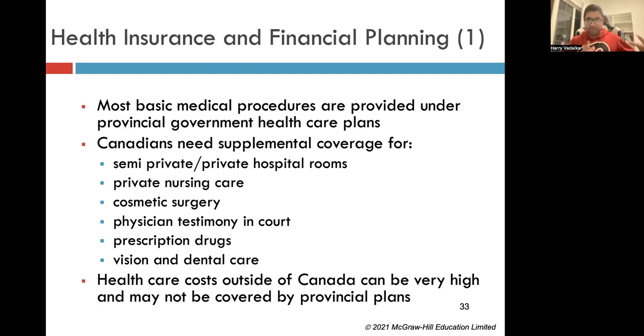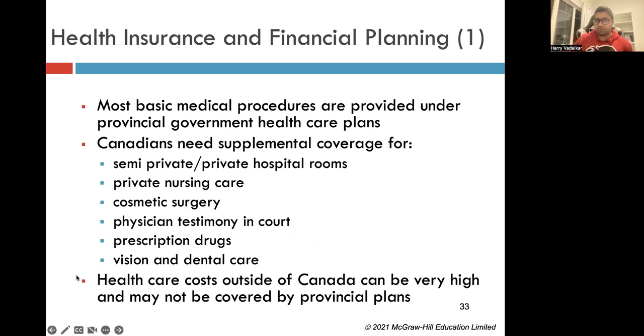But apart from that basic insurance, you might need some add-ons. Most basic medical procedures are provided under the provincial government healthcare plans. Canadians need supplemental health insurance though for semi-private and private hospital rooms, private nursing care, cosmetic surgeries, physician testimony in the court if you are in an accident or anything, prescription drugs, which is big, and vision and dental care, which are currently not covered by the provincial plan.